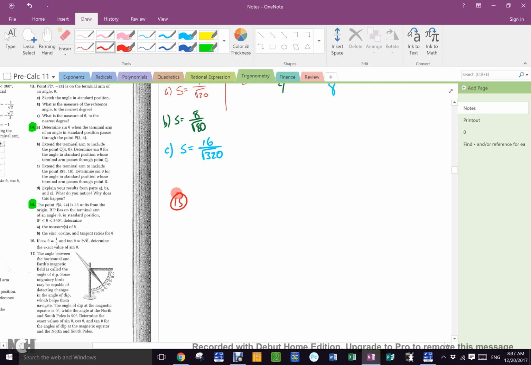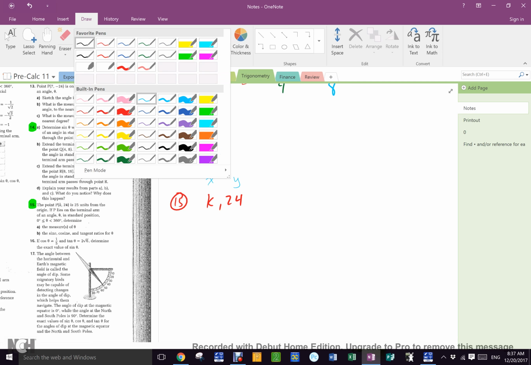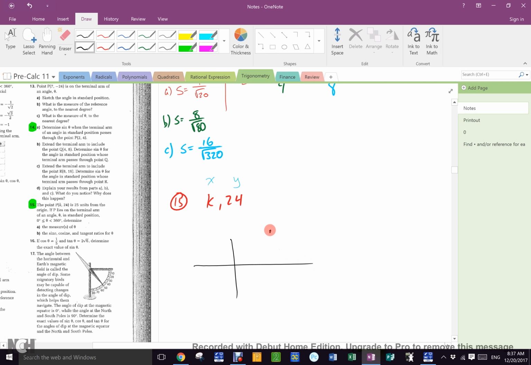So 15. The point, so I have K, 24. That's an X, that's a Y, right? And it lies 25 units from the origin. So if I draw that, I have a Y of 24, positive 24, right? I have a K, and I know that that point is 25 away, and that's 24. Now, could it be over here? Could it be over here? That's not y equals 24? And would this not still be 25?